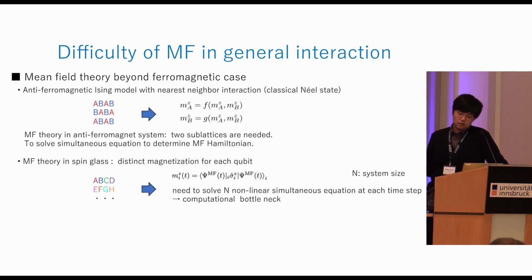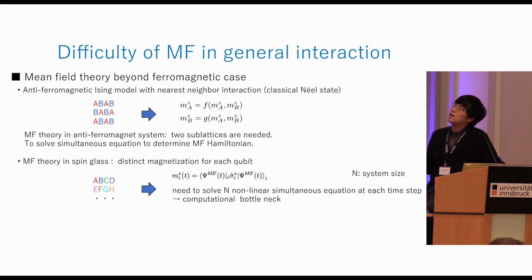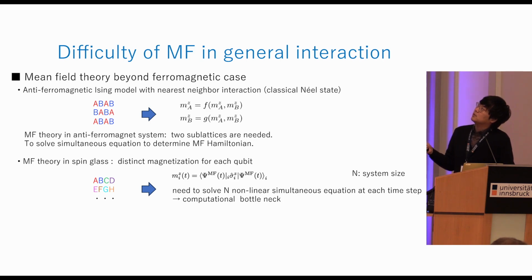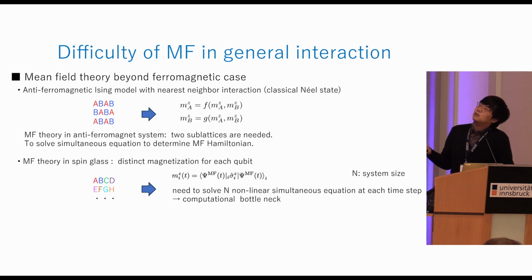First, I will explain the difficulty of mean field approximation in general interaction models. Let's start by considering the antiferromagnetic Ising model with a uniform nearest neighbor interaction as an example. In this system, the ground state is the classical Néel state. To find this configuration, we need to solve simultaneous equations for each sublattice A and B, which is a relatively easy problem.